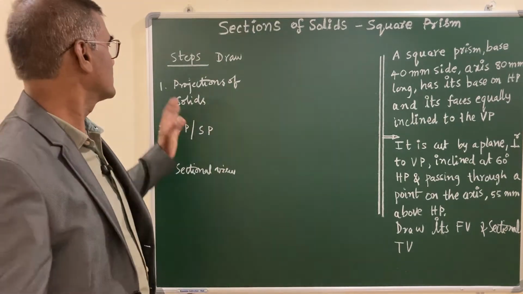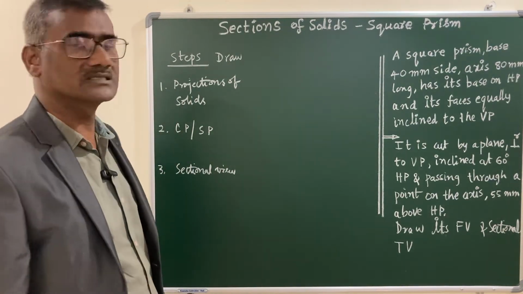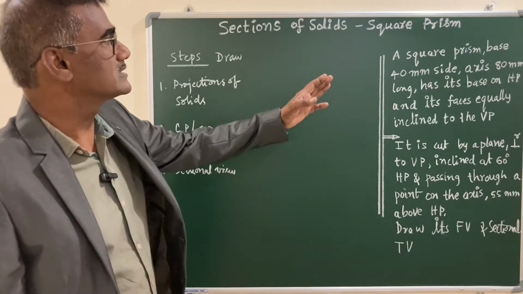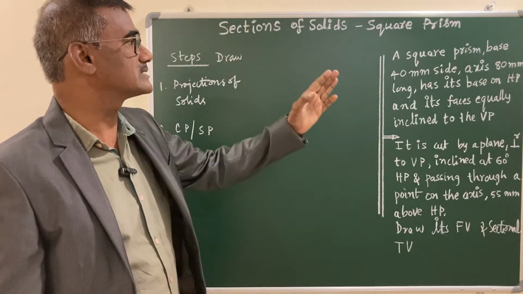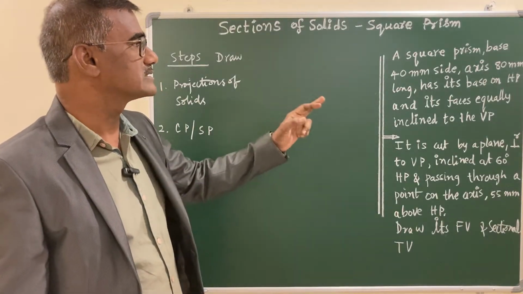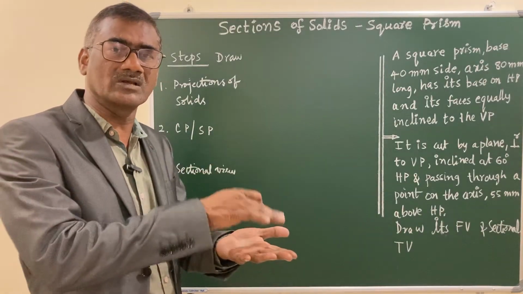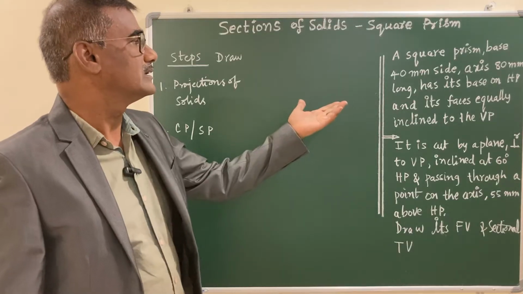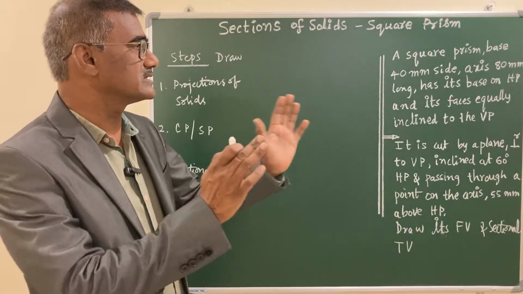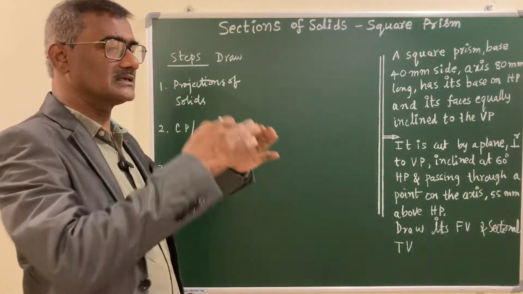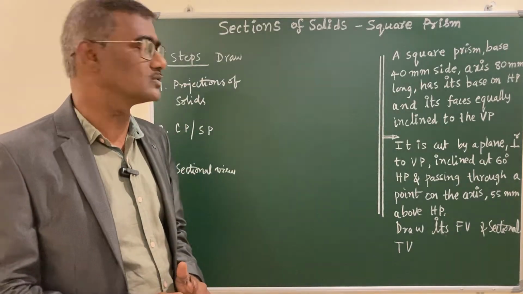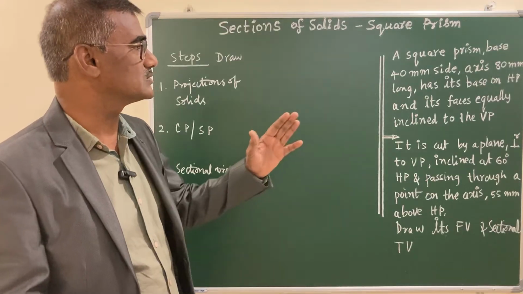Now first step is draw the projections of the solids in simple position. Here you can see that a square prism, base 40 mm side and axis 80 mm long, has its base on HP. That means it is resting on the ground, and is such that its faces are equally inclined to VP. So you have to keep that rectangular face equally inclined to vertical plane. That means it is inclined to the XY.